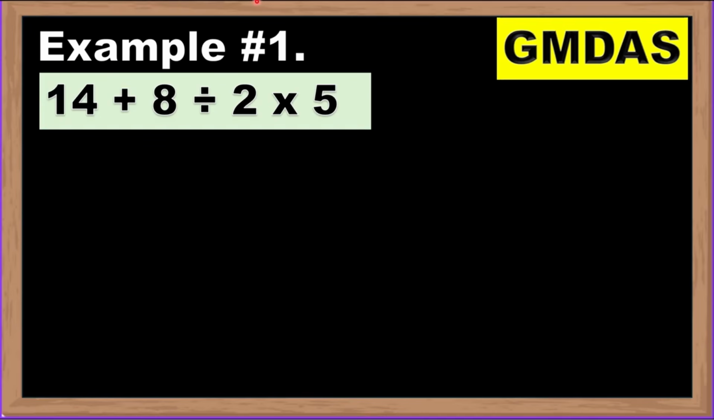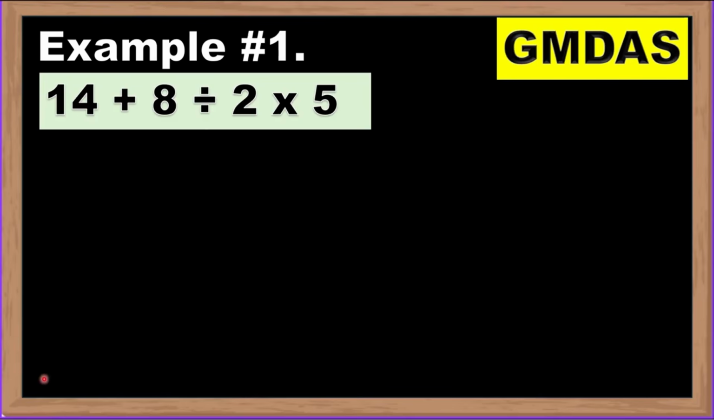Number 1. We are given the expression 14 plus 8 divided by 2 times 5. According to the GMDAS rule, G again stands for grouping symbols, which is none in this example. M and D, which is multiplication and division, we're going to perform from left to right. Again, A and S, addition and subtraction, also from left to right. Now we have the steps for the solution.